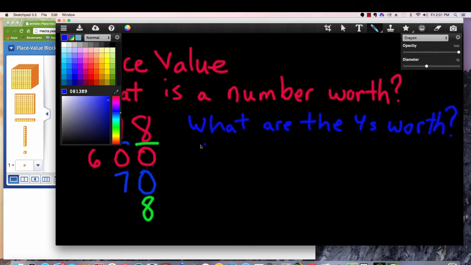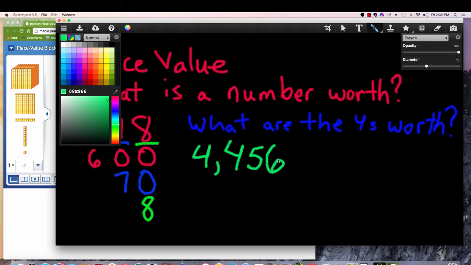In other words, if I had a number 4,000, oops, that's pretty ugly there. Okay, so I'll redo it. And so if I have a number, let's change it again, and come back over here. And so we have 4,456. And so it's saying, what are the 4's worth? So that means we're only looking at these two numbers.